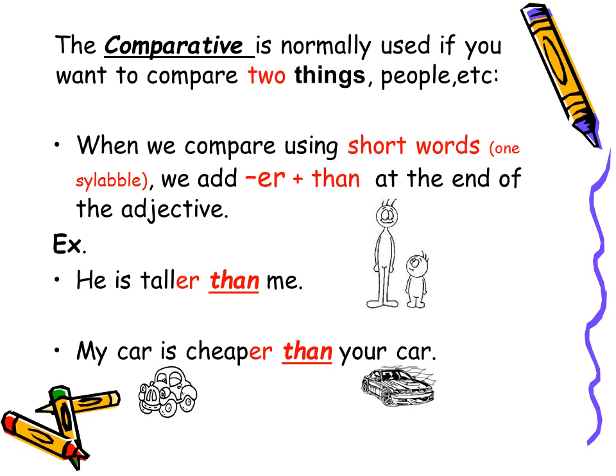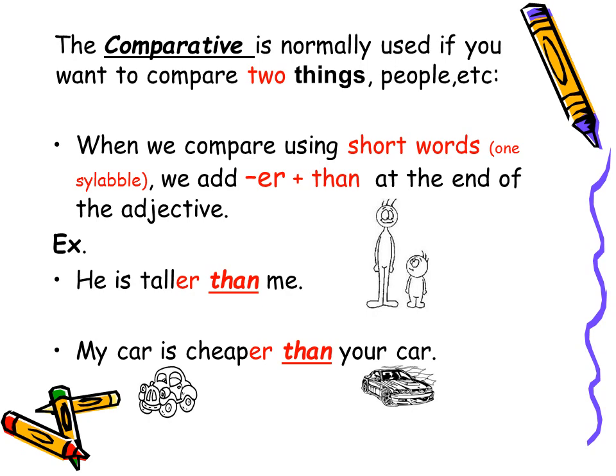We explained that earlier. Try to remember. Okay, focus. The word fat, the word tall, the word high. All of them are adjectives, and all of them are one syllable. For example, fat, tall, and so on. If we have a one syllable adjective, we add er plus than at the end of the adjective. For example, he is taller than me.